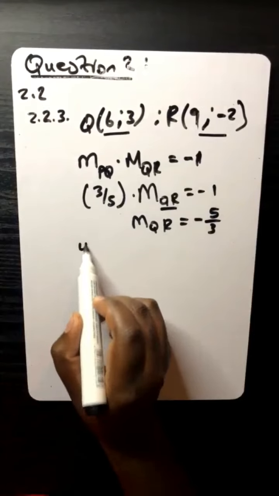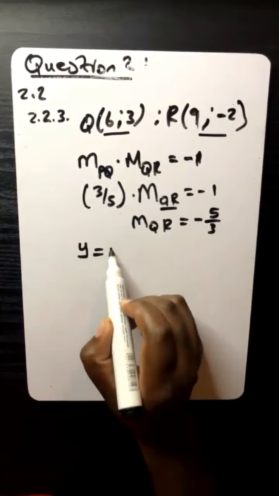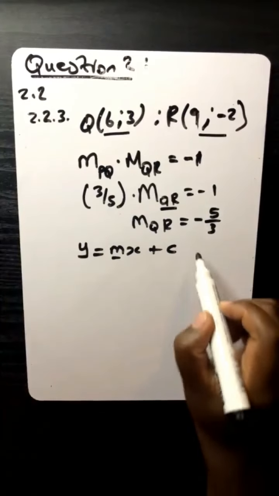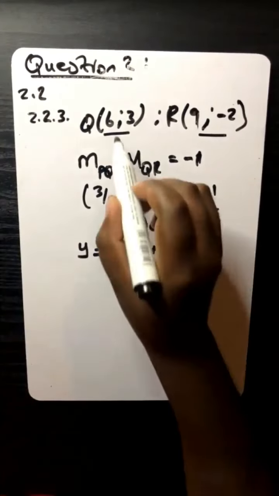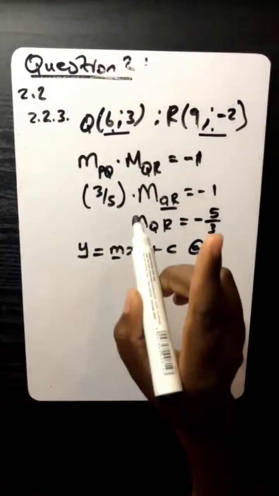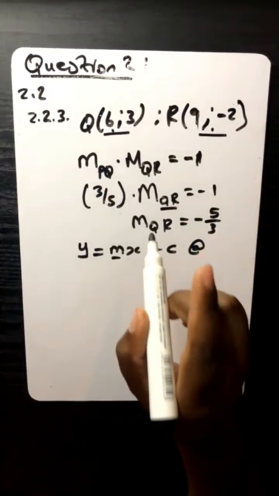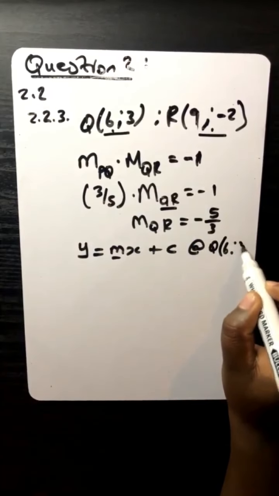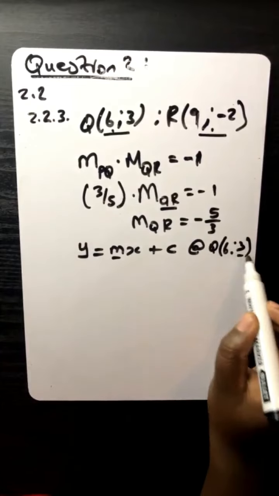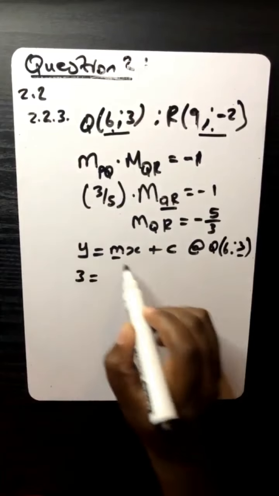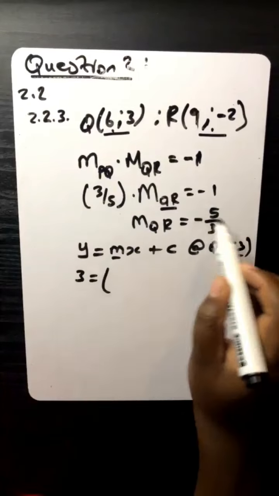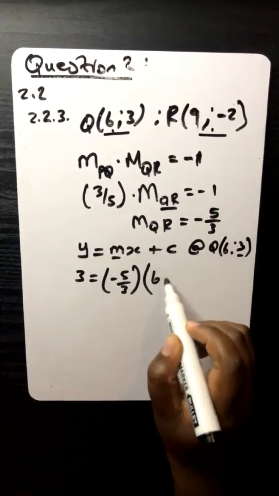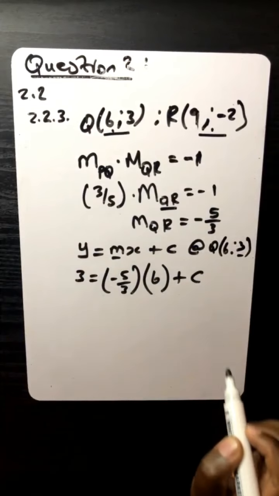Then it means you already know, Shreyas, that in your formula y = mx + c, the gradient, you've already got it. Then you use one point between these two. And I said use a point that has got positive values because it's easy to work with. So I'll use point Q, which is (6, 3). So y there is 3, which is equal to the gradient, which is -5/3. What is x? x is 6 there, plus c.